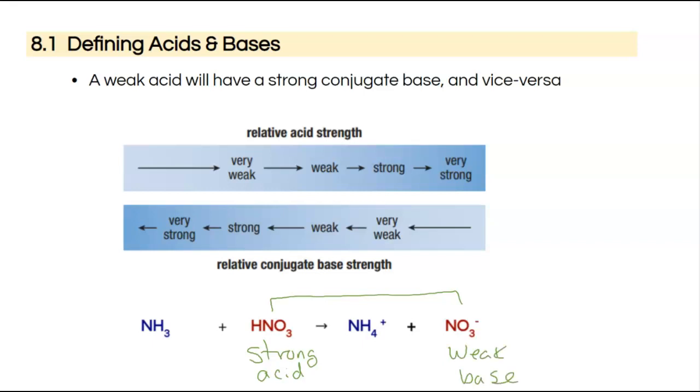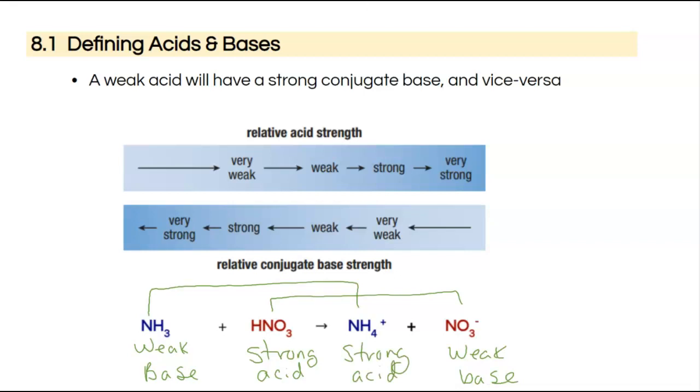Okay, now I also know that my ammonia is a weak base. So what conclusion can I make about ammonium in light of that? Since ammonia and ammonium in this scenario are acid-base conjugate pairs, I can therefore deduce that ammonium is a strong acid.